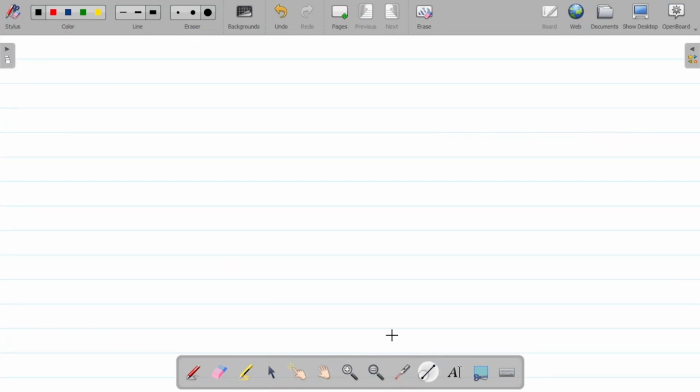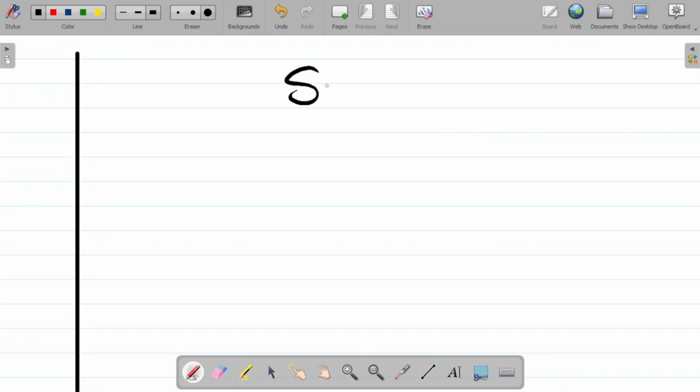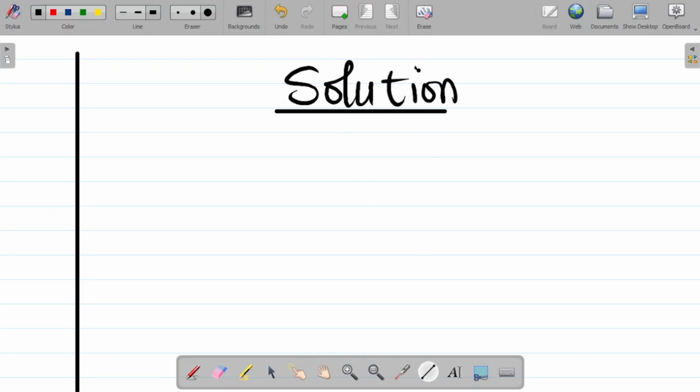Let's see how we can solve this question. For the solution, as usual, our first task is to list out the given parameters. In this question, what and what are we given?